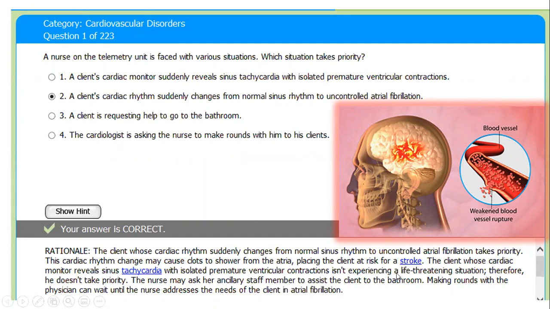So the client whose cardiac monitor revealed sinus tachycardia with isolated premature ventricular contractions is not experiencing a life-threatening situation. They will not die. Therefore, this does not take priority. The nurse may ask other staff members to assist the client to the bathroom or to make rounds with the cardiologist.